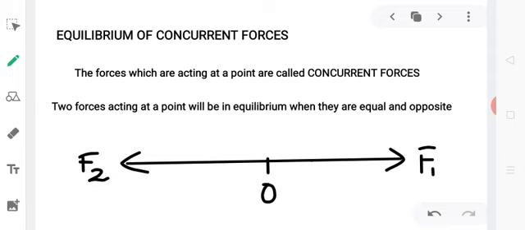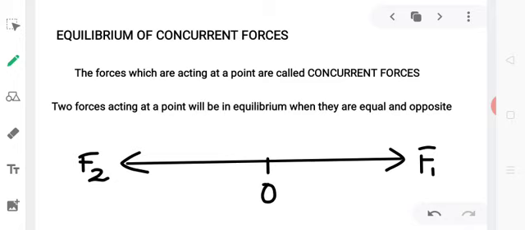Let's now discuss a very important topic, that is equilibrium of concurrent forces. For that, we should understand what are concurrent forces. The forces which are acting at a point are called concurrent forces. These forces are said to be in equilibrium when their resultant is 0. Two forces acting at a point will be in equilibrium when they are equal and opposite. Refer to the picture that is shown below.